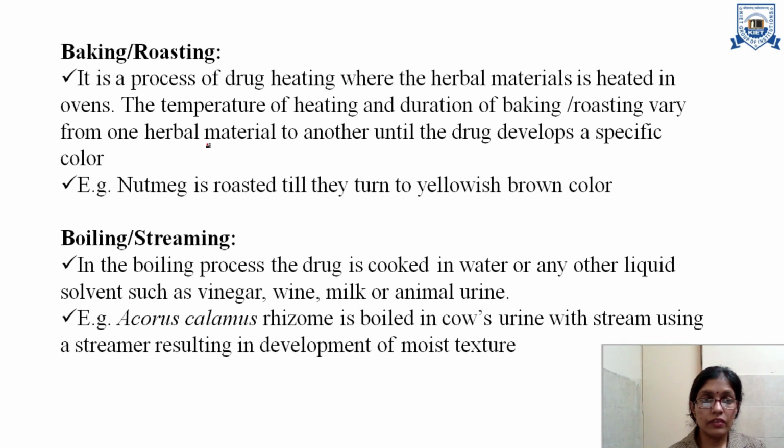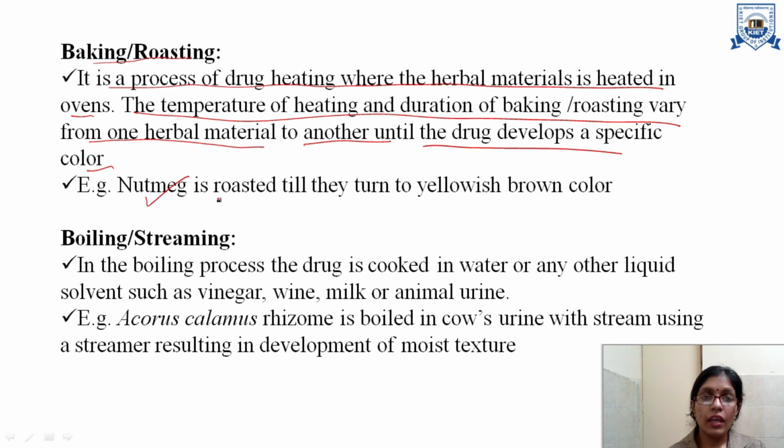Then let us have a look at the next step, which is known as baking or roasting. So what is baking or roasting? It is a process of drug heating where the herbal material is heated in ovens. The temperature of heating and duration of baking or roasting vary from one herbal material to another until the drug develops a specific color. For example, in case of nutmeg, it is roasted till it turns yellowish brown. So it depends upon drug to drug and case to case, for what purpose we require it and how we are using it for the various steps.